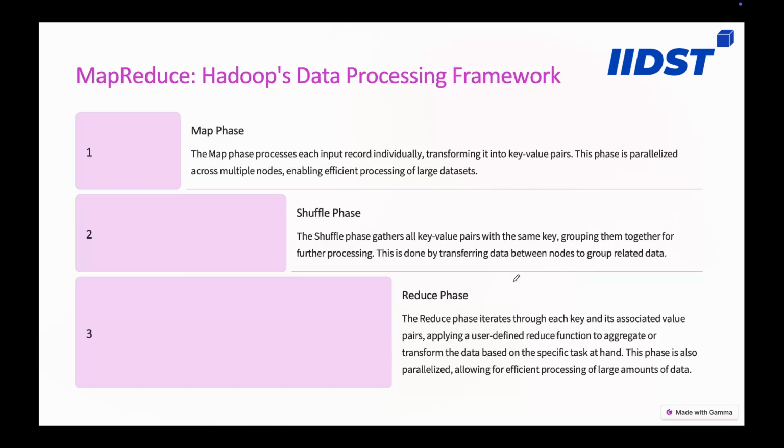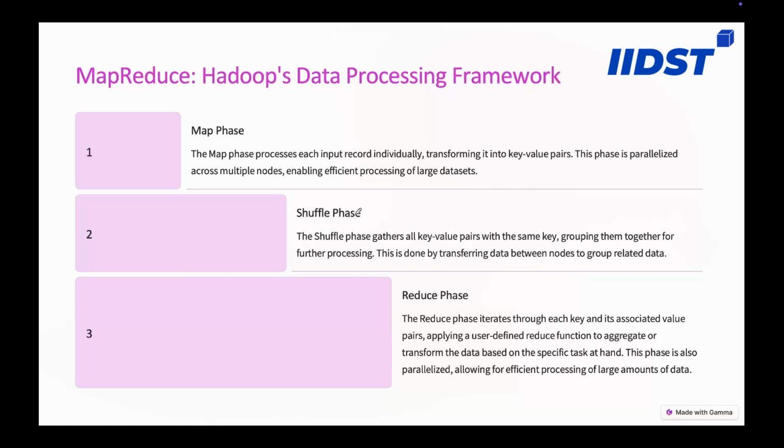MapReduce is Hadoop's data processing framework. It is used to process the data that is eventually fed into the system. So it has three phases: the map phase, the shuffle phase, and the reduce phase. The map phase processes each input record individually, transforming it into key value pairs. This phase is parallelized across multiple nodes, enabling efficient processing of large data sets.